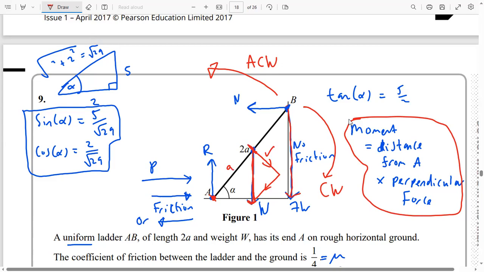Remember, the center of mass is halfway along the rod. The rod is 2A long, so A is halfway. So we want this perpendicular component, and the same with this 7W. The 7W is not perpendicular to the ladder, so we want to take a perpendicular component, which is now perpendicular to the ladder. So that's what we want to do.